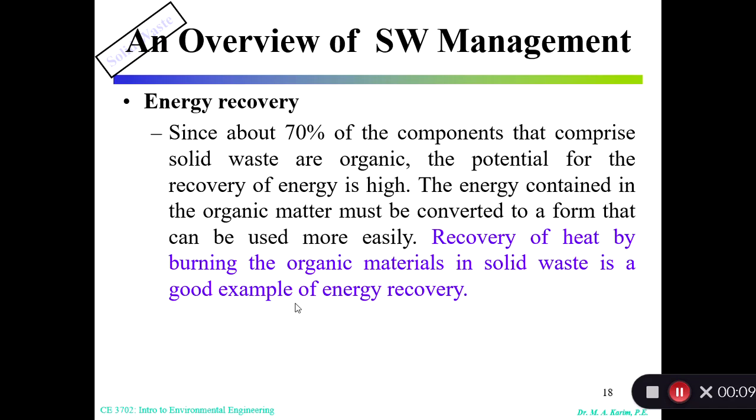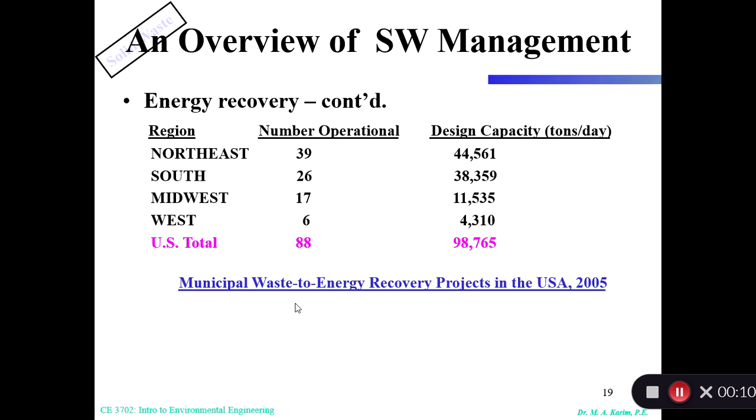Energy recovery. Since about 70% of the components that comprise solid waste are organic, the potential for the recovery of energy is very high. So the energy contained in the organic matter must be converted to a form that can be used more easily. Recovery of heat by burning organic materials in solid waste is a good example of energy recovery that we can use in boiler heating and other things like that.